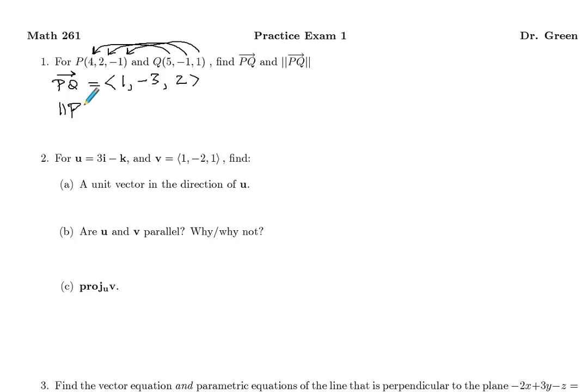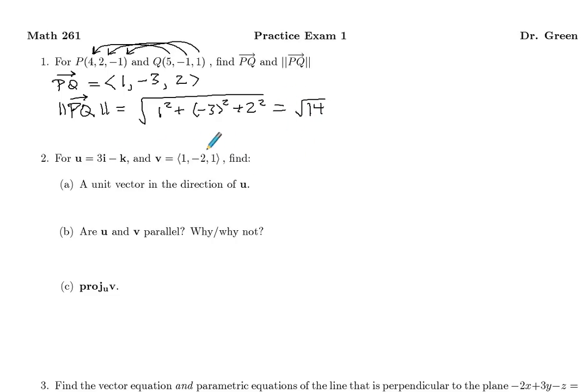And then the length of PQ is the sum of the squares of the coordinates, and then take the square root. So square root of 1 squared plus negative 3 squared plus 2 squared. If you do the arithmetic here, you get square root of 14. And we'd always prefer an exact answer there if we can get it.